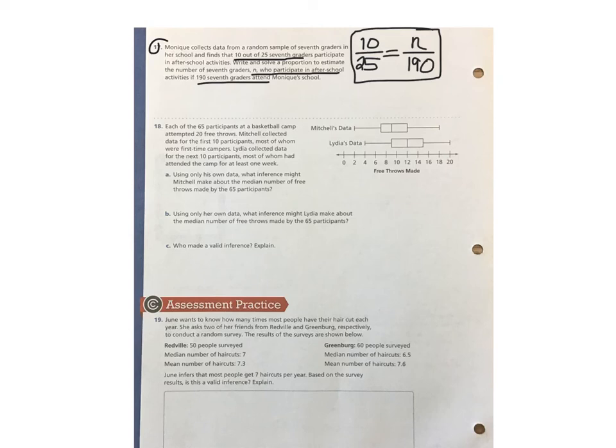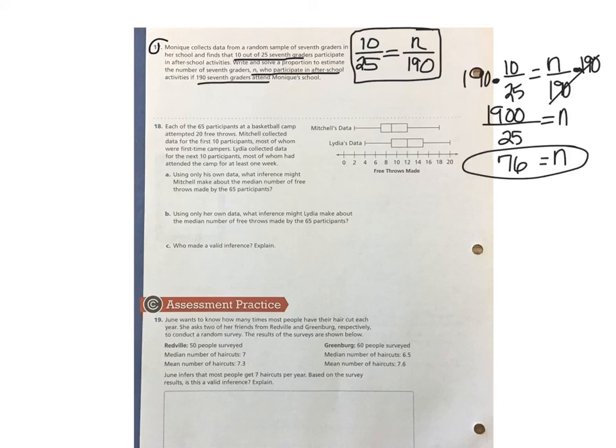Now I want you to try and solve this proportion for n to find the number of 7th graders who participate in the after-school activities. Pause the video while you do this, and then come back and check your answer. Hopefully you got n is 76, which means there are 76 7th grade students who participate in after-school activities. Now I think you're ready to go on to your work.